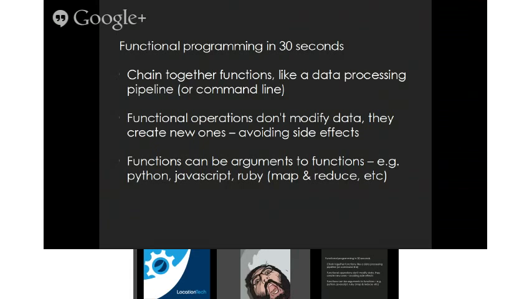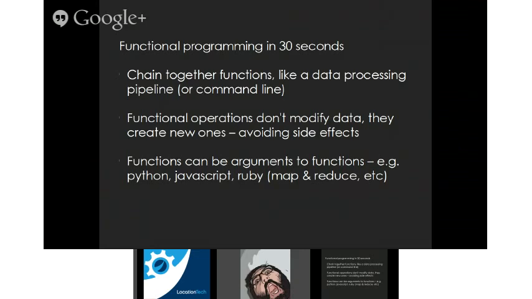In functional programming, often what you end up doing is you chain together functions kind of like a flowchart or a data processing pipeline. And because we are literally building a data processing pipeline, that model is really very attractive. A critical constraint is that functional operations don't modify data, they tend to create new data, which basically means that it avoids side effects. You have a function that has a well-defined input and well-defined output, and I'll talk about in a few minutes why that's really useful for thinking about and allowing a system to think about parallel processing.